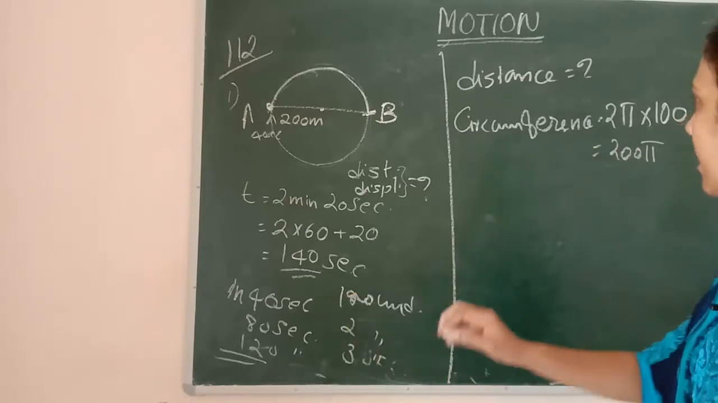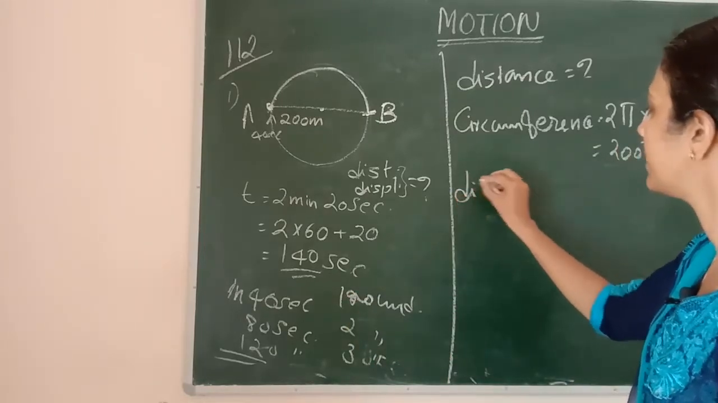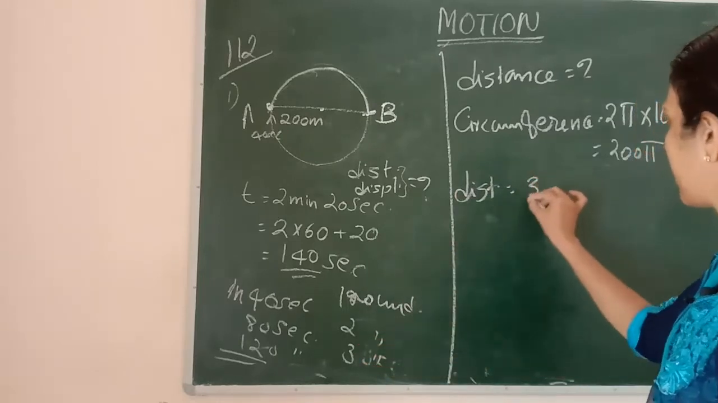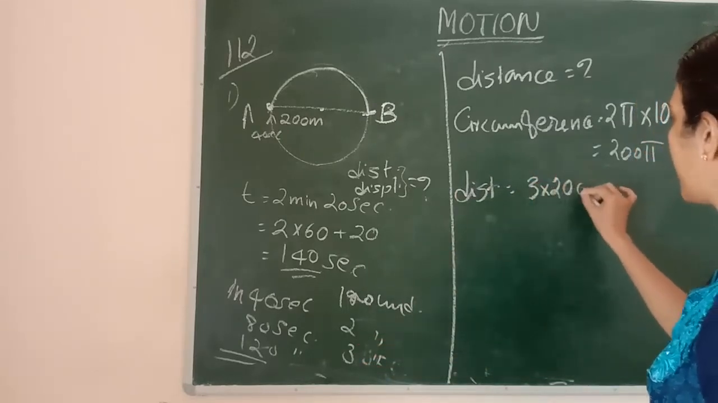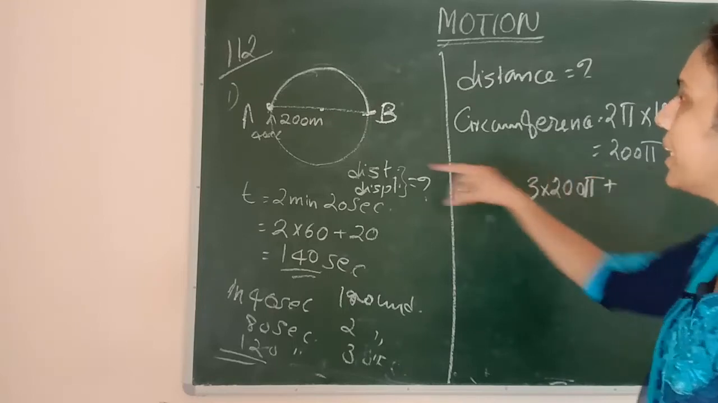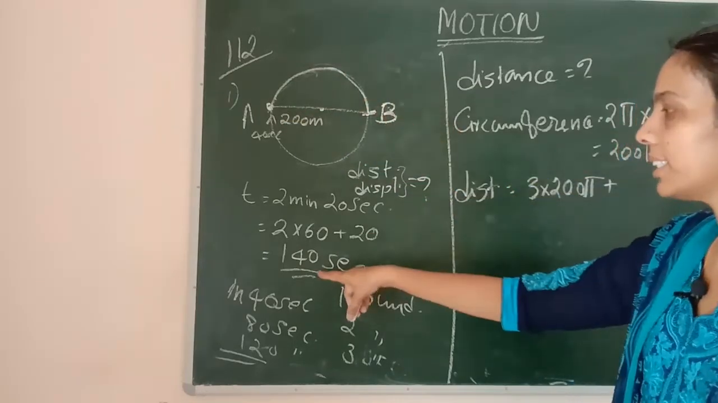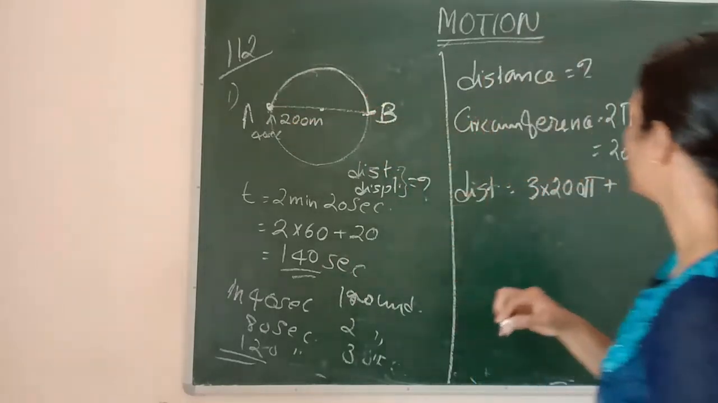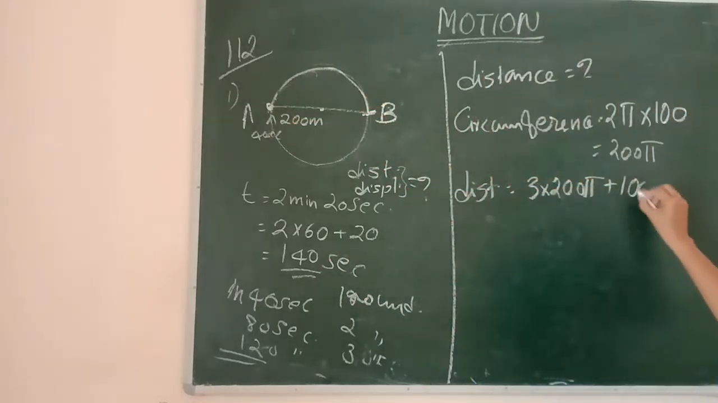So what is the distance covered? Total distance covered will be equal to 3 rounds he is taking. So 3 into 200 pi, plus how much more distance is he taking? Yes, half of 2 pi r, that is 1 more 100 pi.